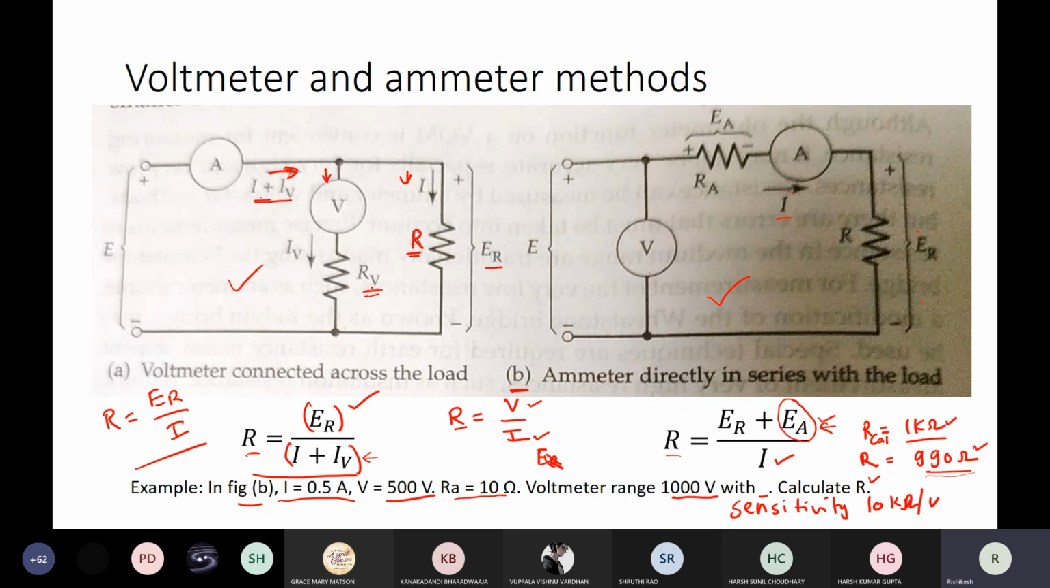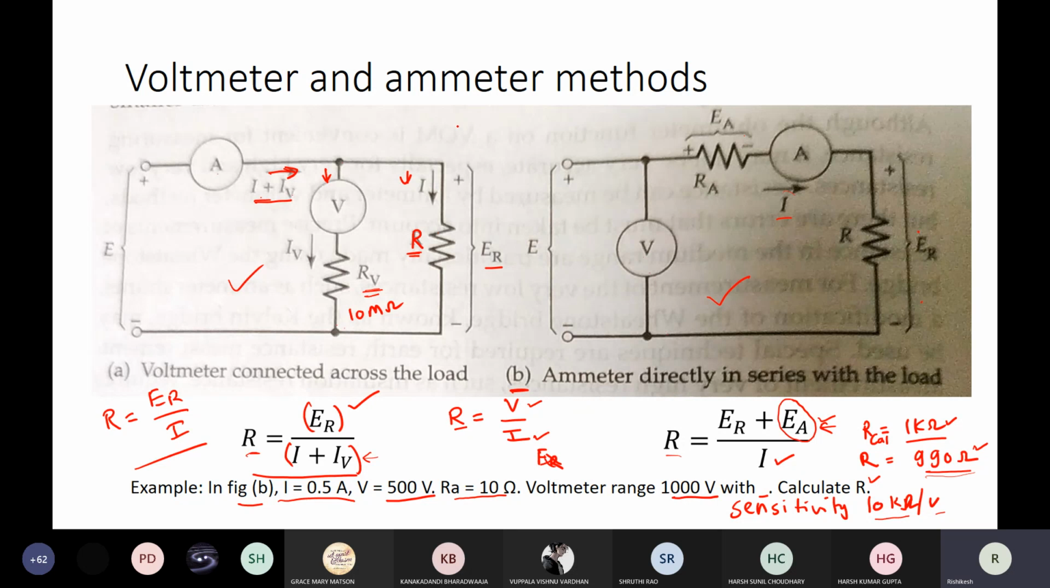No. How can RV be equal to 10 ohm? RV is how much? The sensitivity is 10 kilo ohm per volt. The range is 1000 volts. So 10 megaohm is RV. RA is the same, still 10 ohms. What will be the value?